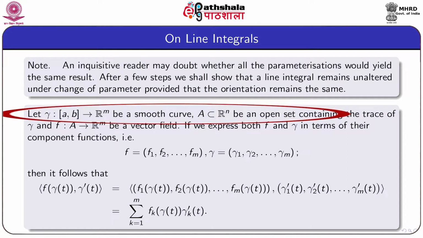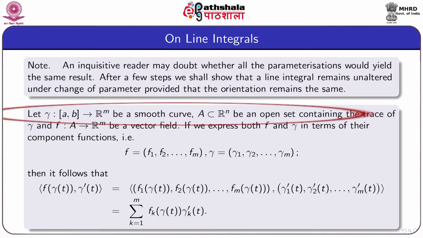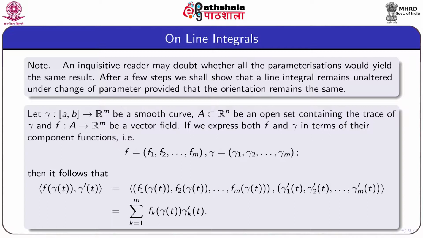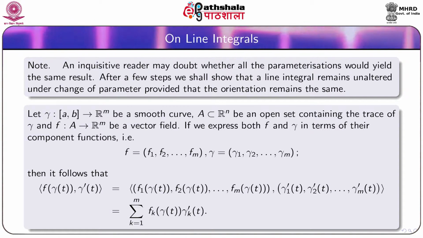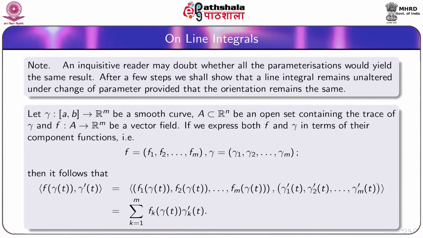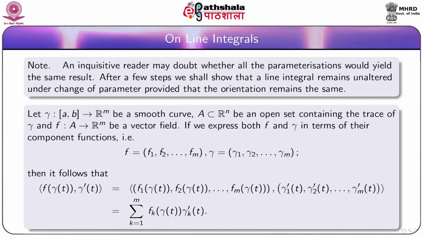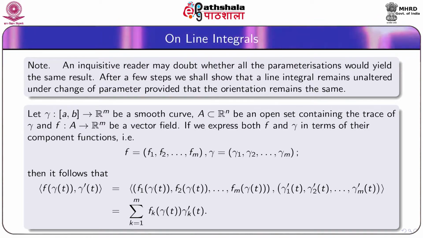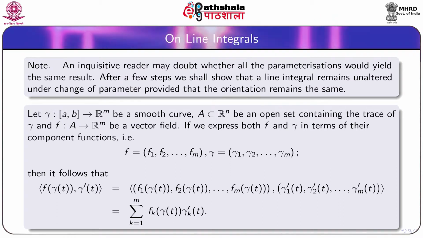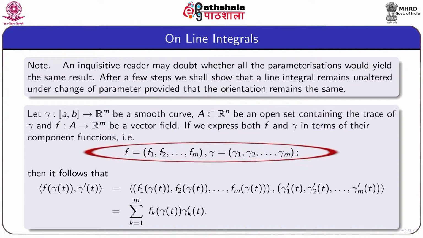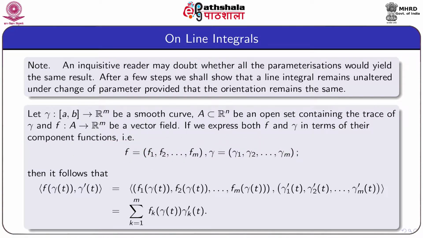Now, let gamma be a smooth curve defined over R^m, and the domain of the function gamma is the bounded closed interval a to b. A is an open set in R^n containing the trace of gamma, and F is a vector field in R^m defined over A. If we express both f and gamma in terms of their component functions, that is, if we express f as the ordered m-tuple f1, f2 up to fm and gamma as gamma 1, gamma 2, up to gamma m, then we have the following.